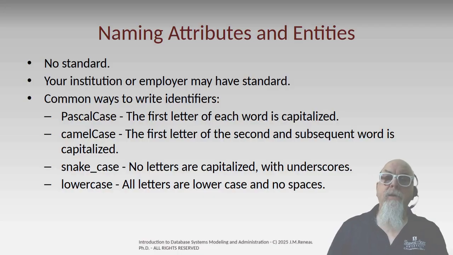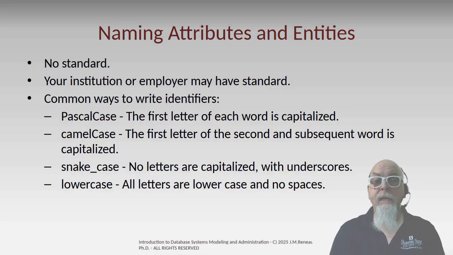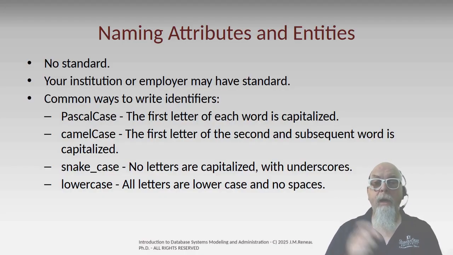I said in the introductory slide that attributes need names, like name and address and city, state, zip, or postal code, if you want a more generic term than just a U.S. name for a postal number or postal code. There's no standard for naming attributes.